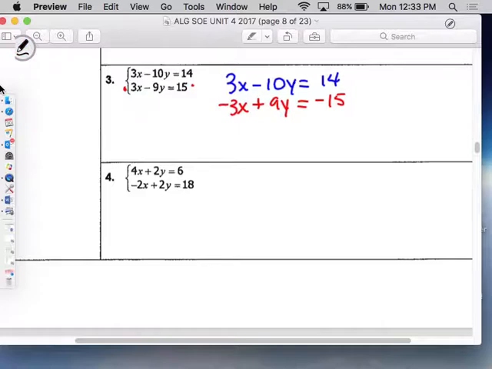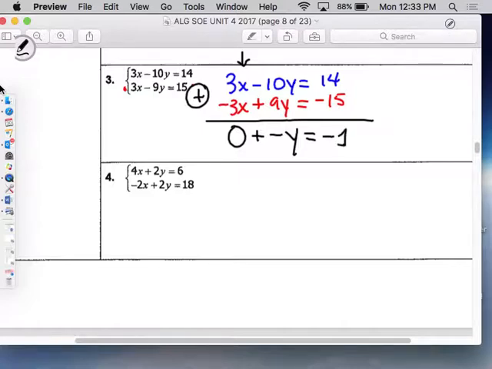And now, when I add the two equations together, when I do my vertical addition, I can see that positive 3x and negative 3x sum out to 0. Then I have negative 10y and positive 9y, leaving me with a negative y. And then positive 14 minus 15 is negative 1. So I have negative y equaling negative 1. Therefore, positive y equals positive 1. So the first member of my solution is positive 1.